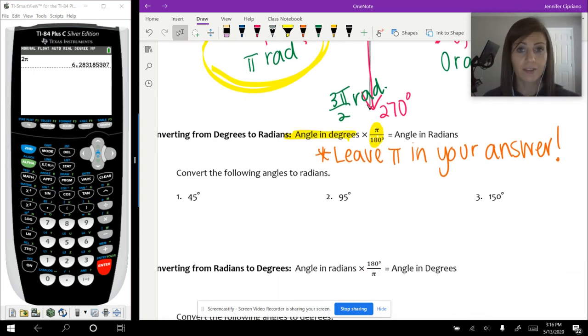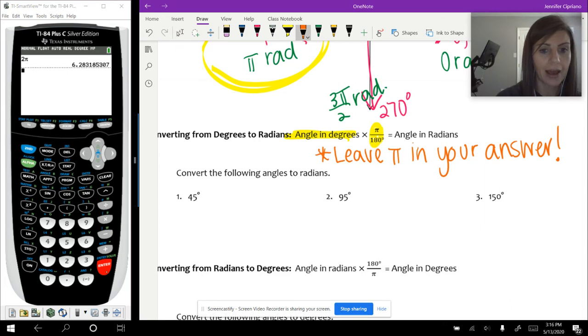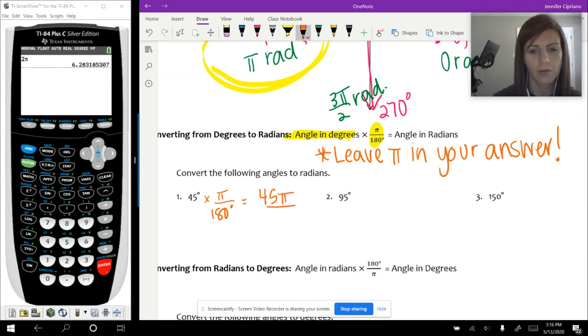So a 45-degree angle. So right now that's in degrees. If we wanted to convert that to radians, then we would multiply 45 by pi over 180 degrees. So that gives us 45 pi over 180. So we do want to simplify the fraction, but we're not going to multiply the pi out.